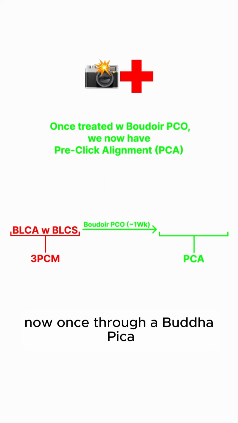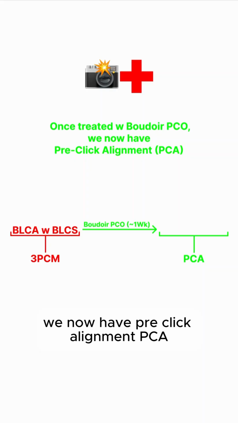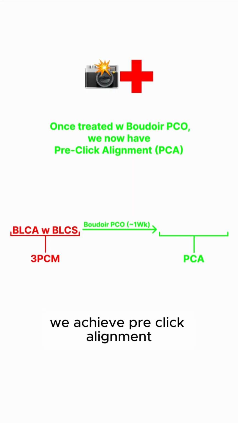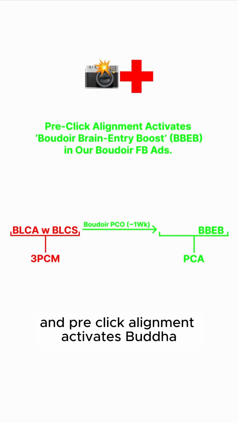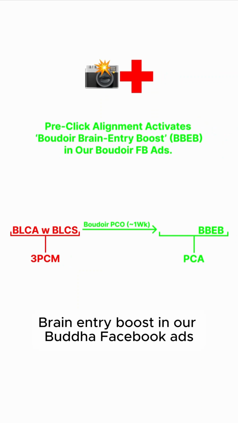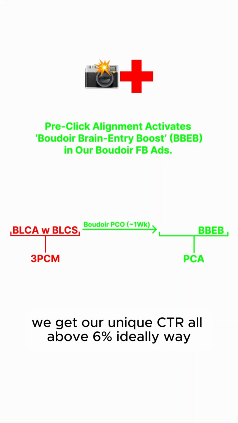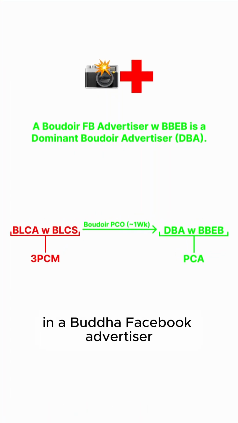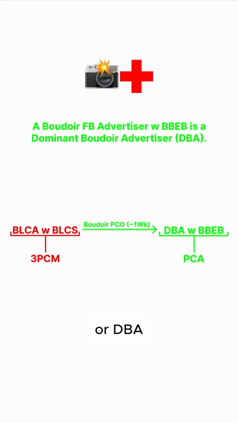Once treated with Boudoir Pico, we now have pre-click alignment, PCA. So we get rid of the 3 pre-click mistakes. We achieve pre-click alignment, and pre-click alignment activates Boudoir brain entry boost in our Boudoir Facebook ads. Basically, we get our unique CTR above 6%, ideally way, way above it. And a Boudoir Facebook advertiser with Boudoir brain entry boost is a dominant Boudoir advertiser, a DBA.